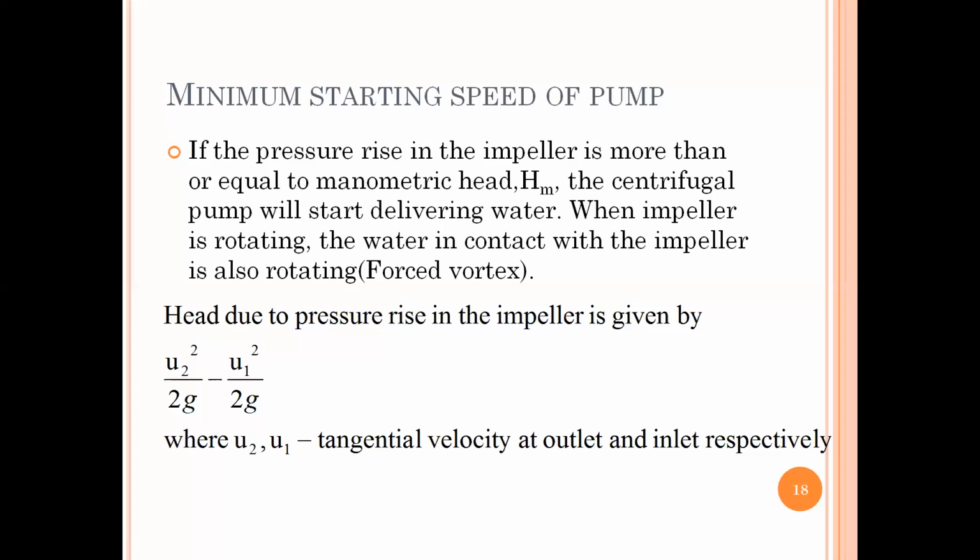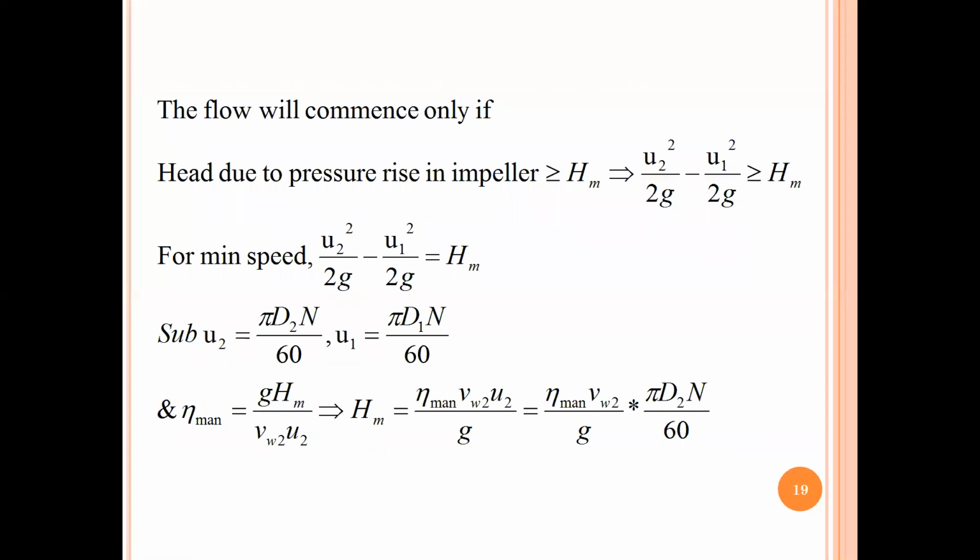So here, what is the condition? Your U2 square by 2g minus U1 square by 2g should be greater than or equal to your manometric head. U2 and U1 we already know. Now the flow will happen only when the head due to pressure rise in the impeller is greater than or equal to your Hm value. So for the minimum speed, your U2 square by 2g minus U1 square by 2g should be equal to your manometric head. So this is my formula.